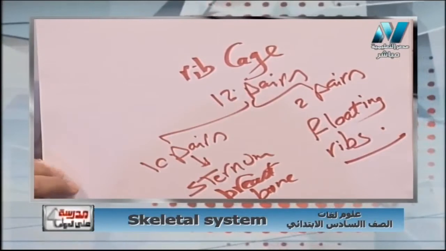So again, the rib cage consists of 12 pairs of ribs. There are 10 pairs only that are connected to the sternum anteriorly and 2 pairs not connected to the sternum, which are called the floating ribs. So what is the function of the rib cage؟ Is it an important function؟ Of course, very, very important.